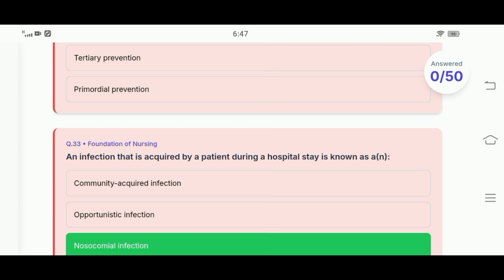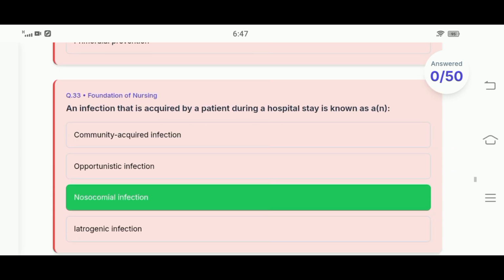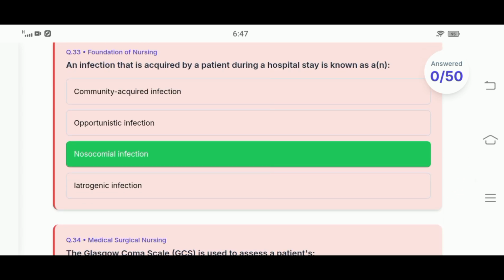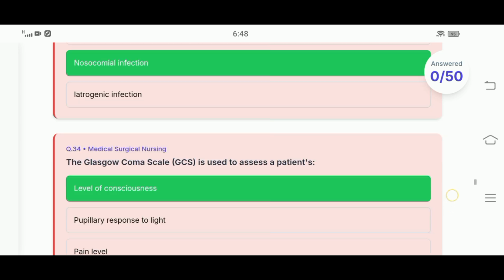Next, 33. Foundation of nursing. An infection that is acquired by a patient during a hospital stay is known as. Options are A. Community acquired infection, B. Opportunistic infection, C. Nosocomial infection, and D. Iatrogenic infection. So the correct answer is C. Nosocomial infection.